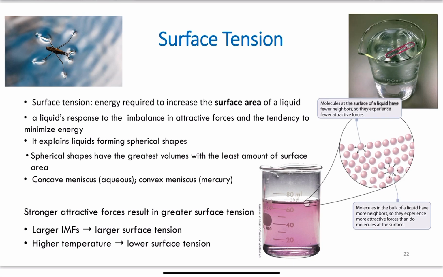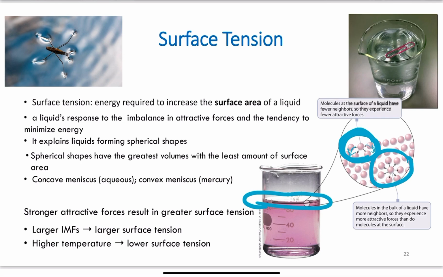So if you think about the particles themselves, think about these particles in here, okay? We're talking here at the surface versus here within the liquid. Within the liquid itself, the molecules in the bulk of a liquid have more neighbors, so they experience more attractive forces than the molecules of the surface. The molecules of the surface of the liquid have fewer neighbors, so they experience fewer attractive forces. What they're going to do is form a shape to try to maximize those attractive forces. So these molecules at the center, at the top here, at your surface, are going to try to form a stronger attractive force, giving you this concave shape.